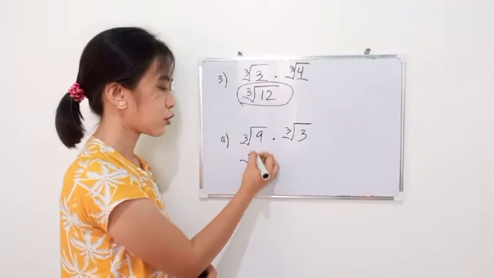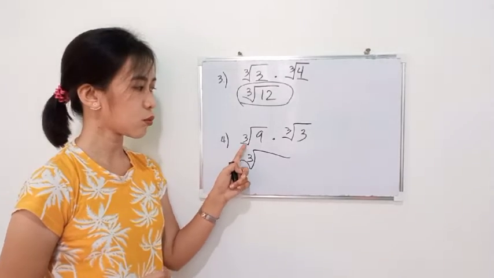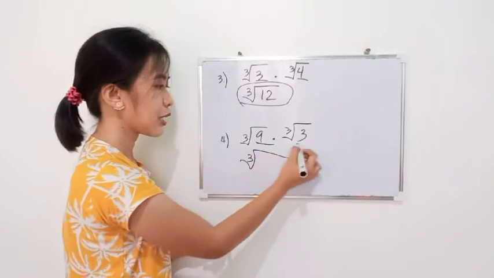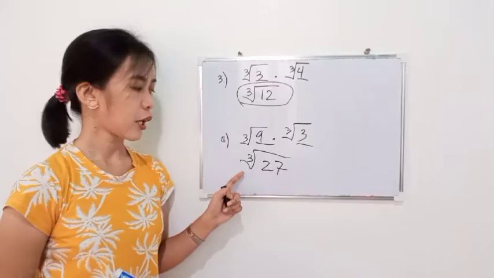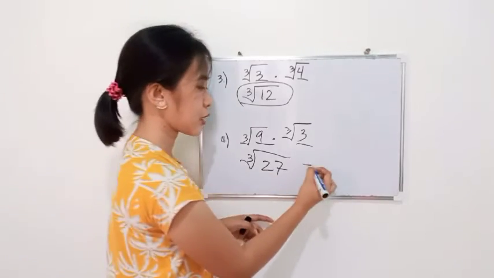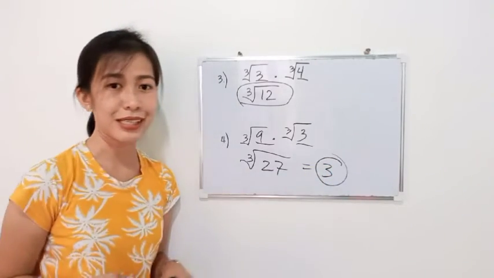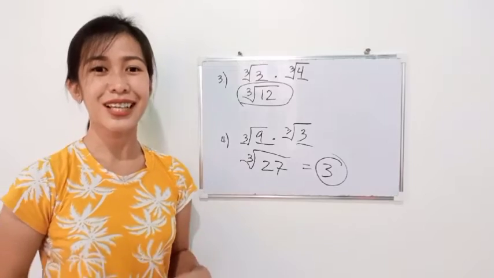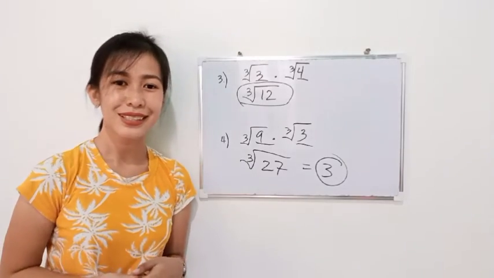Okay, next we have cube root of 9 times cube root of 3. Again, kopyahin lang natin yung nth root. We have cube root. And then 9 times 3, yan, is 27. And cube root of 27 is equal to 3. That is the final answer. Ayan, ganun lang kasimple ang pagmumultiply ng radicals.